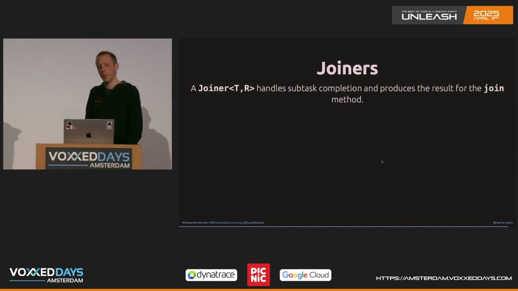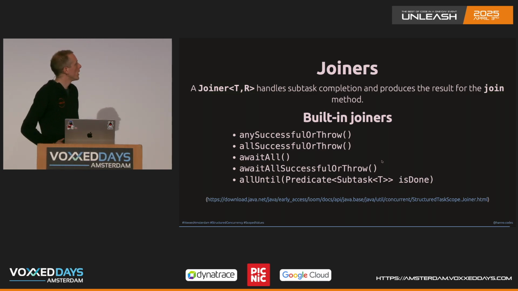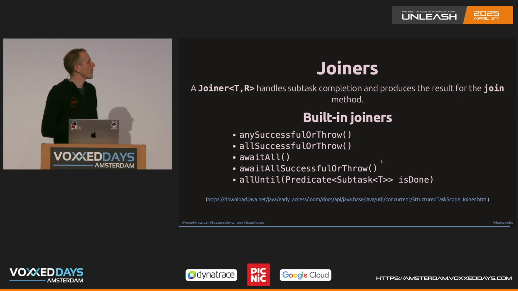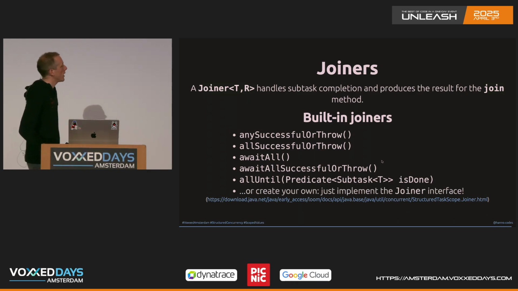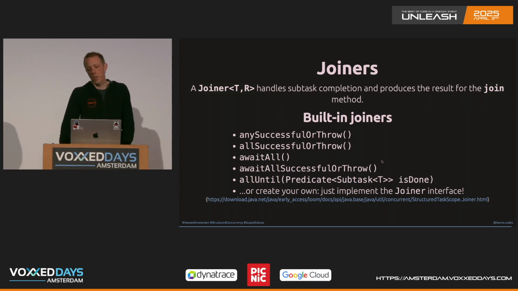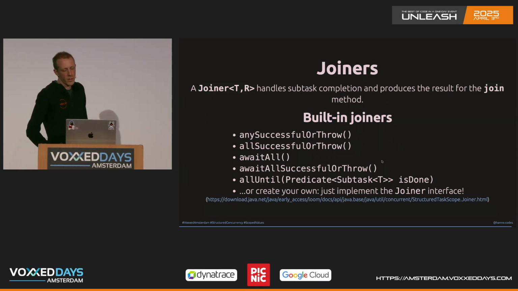It handles subtask completion, produces the result for the join method. This is what I was talking about earlier. These are the built-in joiners: anySuccessfulResultOrThrow, allSuccessfulOrThrow, awaitAllSuccessfulOrThrow, or awaitAll. So there's a lot more options to choose from if this JEP draft gets published. And you can also create your own, just like before. In this case, you would have to implement the Joiner interface.